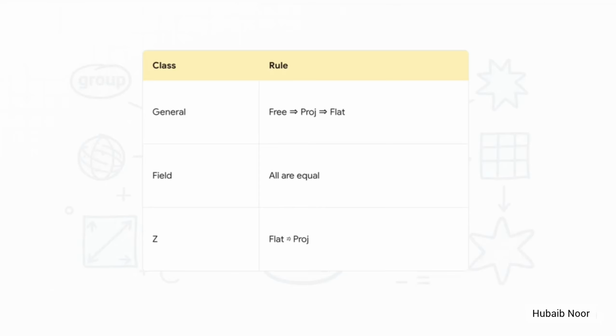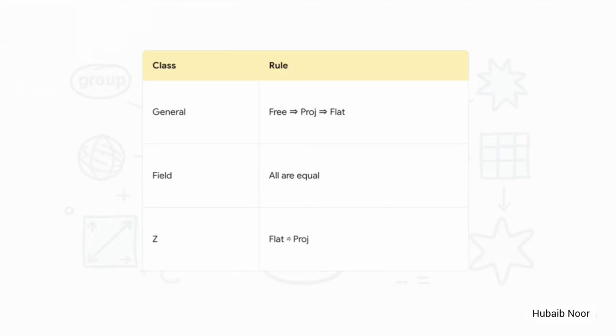So the absolutely crucial takeaway here is this hierarchy. As a general rule, being free guarantees you are projective, and being projective guarantees you are flat. But, and this is a big but, the reverse is absolutely not true, unless you are operating over a strict field. Over a field, everything just collapses neatly. Free equals projective equals flat. But over a ring, like the regular integers, things get wildly interesting. Over the integers, the rational numbers are flat for sure, but they are absolutely not projective. The structure totally dictates the rules.